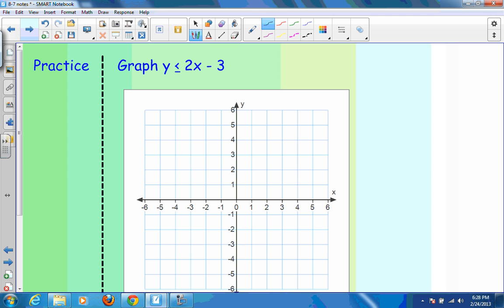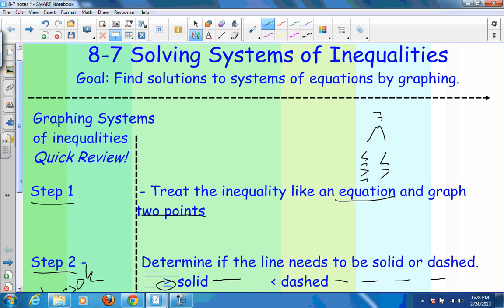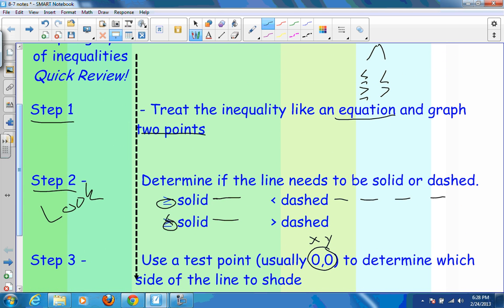All right. So step 1 in this graph is to, again, treat this like an equal sign, and we are just going to graph 2 points. My y-intercept is -3. So -3 is here, and my slope is 2 over 1. So I'm going to go up 2, right 1, up 2, right 1, and I can keep doing this, okay? So step 1 says to graph 2 points.